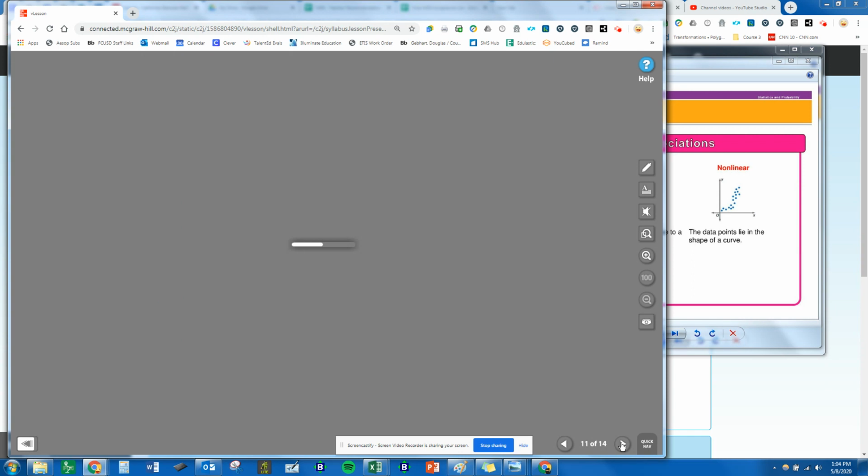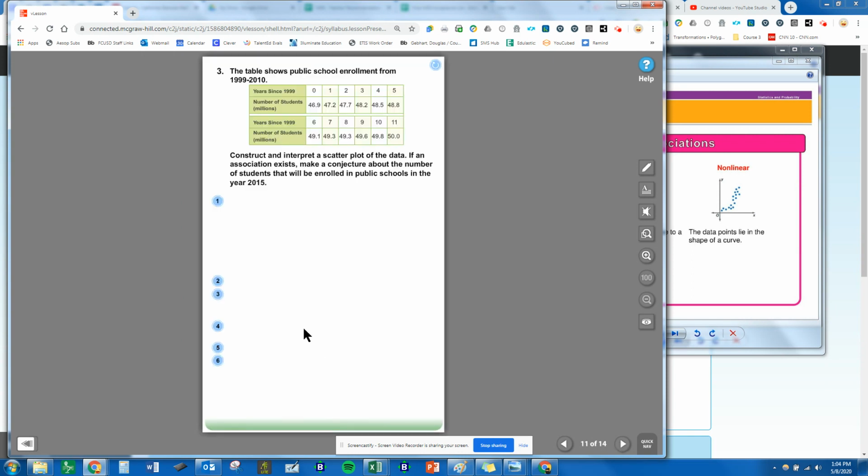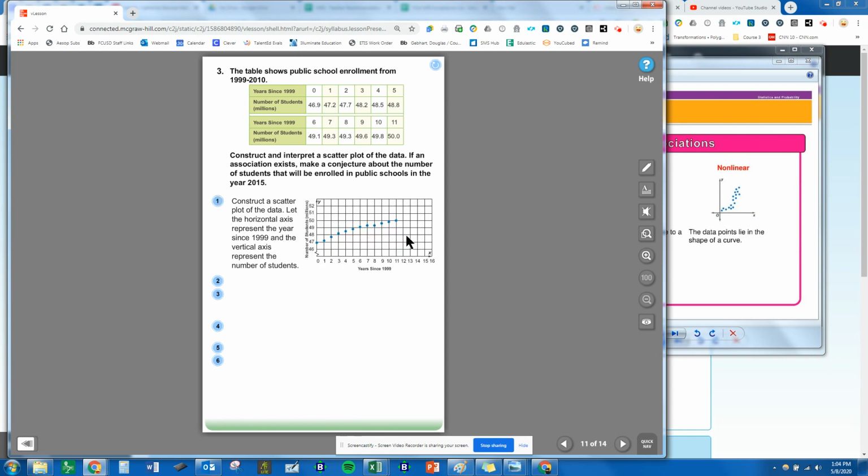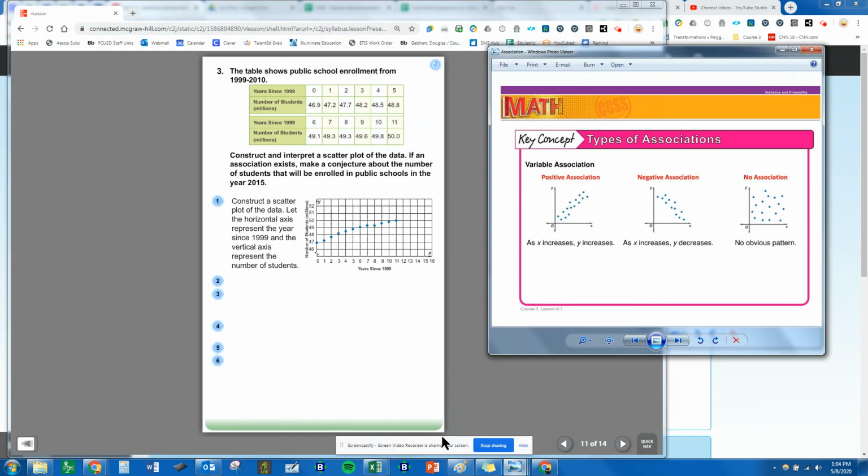Okay, so finally, here's one final problem we can look at. I'll keep this brief. Construct and interpret a scatter plot. Let's assume that you did the scatter plot. Here it is. So take a look at this. Is there a relationship between the number of students and the years? And what kind of a relationship is it? Let's review our three: positive, negative, or no association.